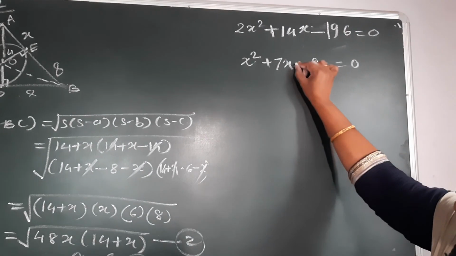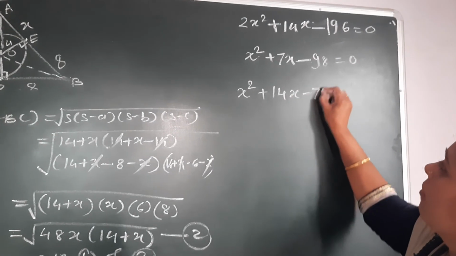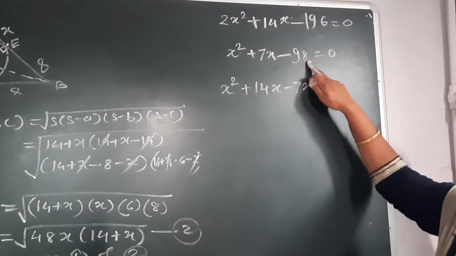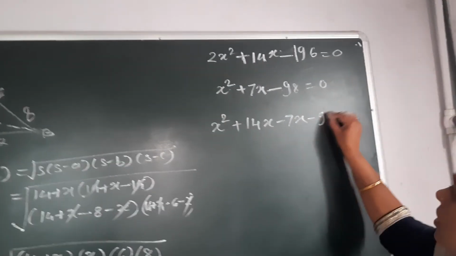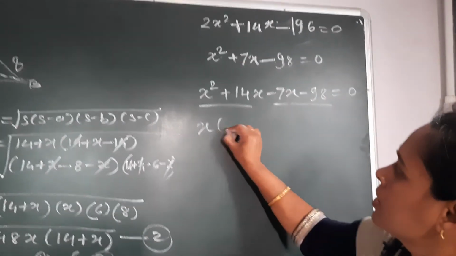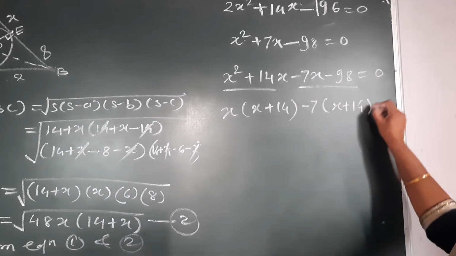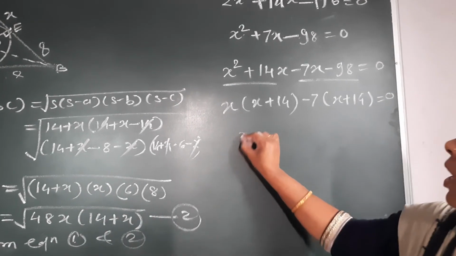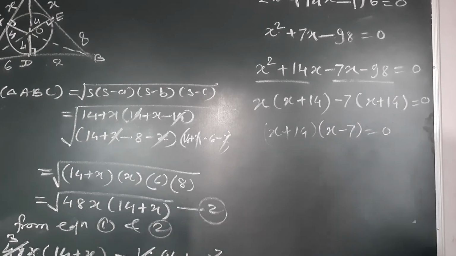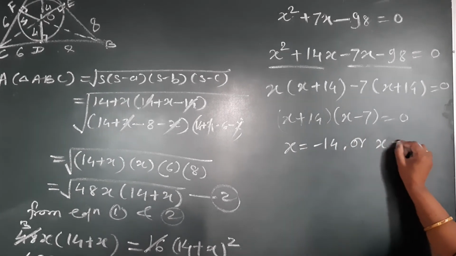Now factorize this quadratic equation. The factors are x square plus 14x minus 7x. Product is negative, means you can consider here subtraction. 14 sevens are 98. 14 and 7, these are the factors. Splitting of the middle terms, and these are the two factors. Take x as common, x plus 14, minus 7 is common, x plus 14 is equal to 0. Now x plus 14 and x minus 7 is equal to 0. These are the factors, and the value of x is equal to minus 14 or x is equal to 7.